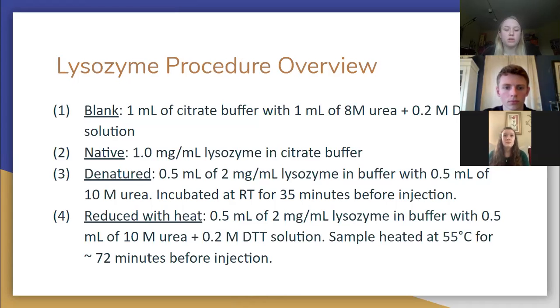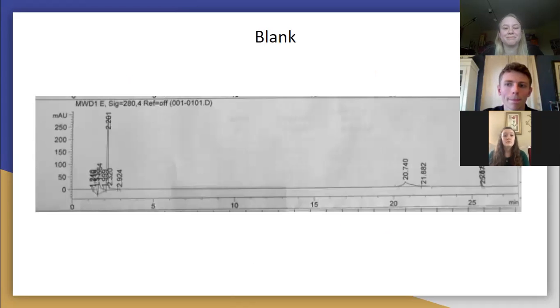For the reduced form, we combined 0.5 milliliters of 2 milligram per milliliter lysozyme and buffer with 0.5 milliliters of 10 mol urea and 0.2 mol DTT in solution. This sample was heated at 55 degrees Celsius for about 72 minutes before injection. Just a correction, in the blank, it was 10 molar urea. Thanks, Jake.